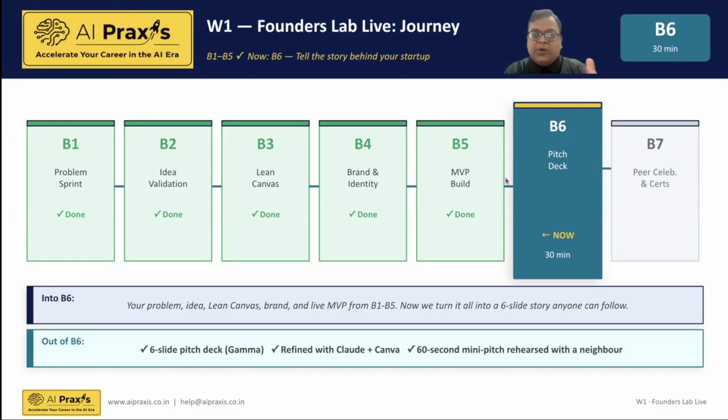You can think about it very simply: you have a problem, you know who experiences it, you have a solution, you have a business model, you have a brand. And most importantly, you now have something that people can actually see and experience. That's your MVP, minimum viable product. And our job in this block is to make all of that easy for someone else to understand. So let's get started.